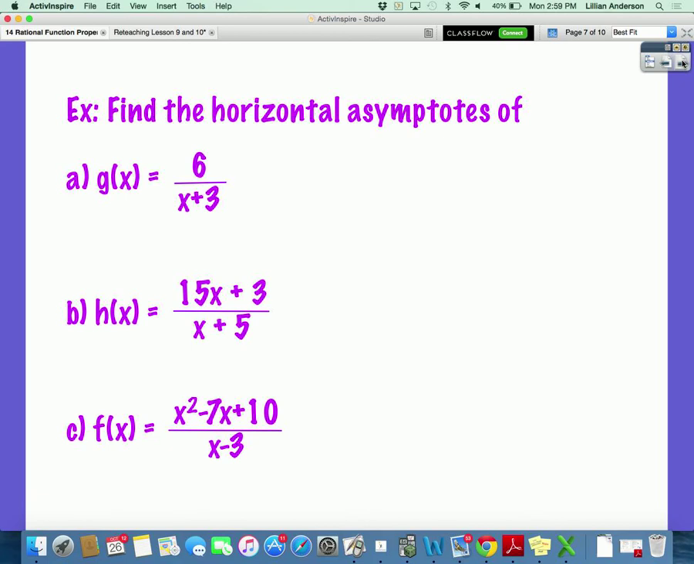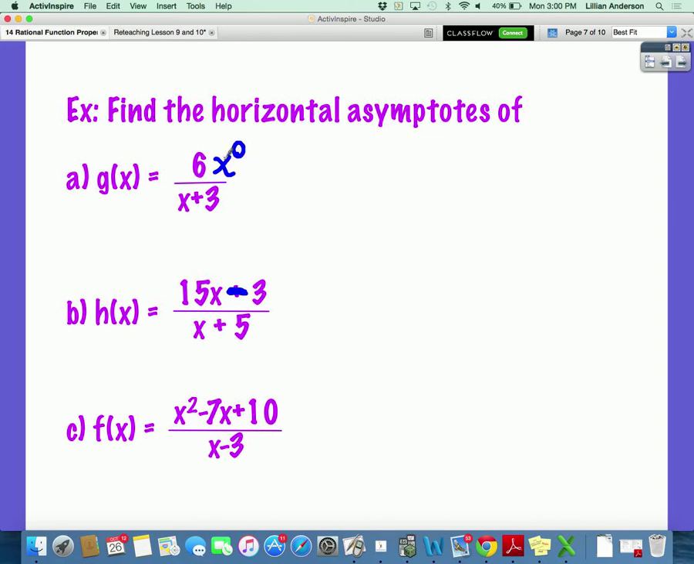So wait, if you have an x on the bottom, how can you tell if the numerator is greater than the denominator? Like in example A? Well, if there is no x in the numerator, that clearly had to mean that if there was an x there, what would be the degree? To the 0. Because anything to the 0 power is just 1. So it's not even there, right?